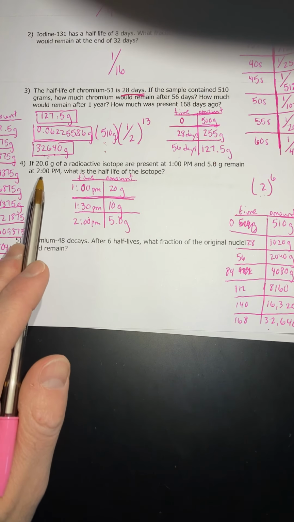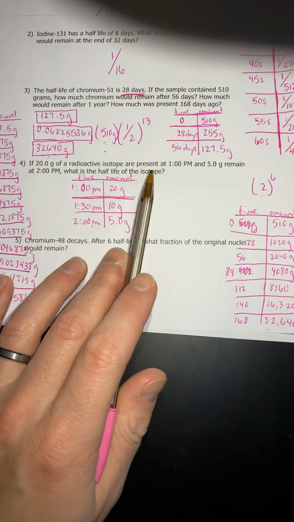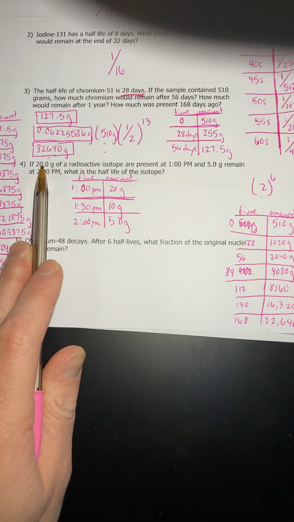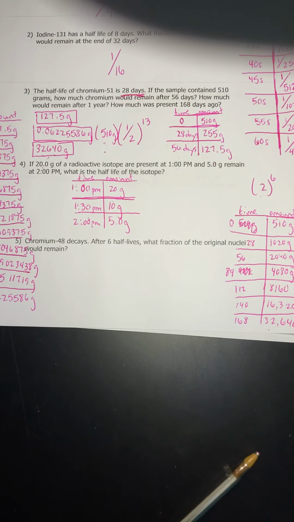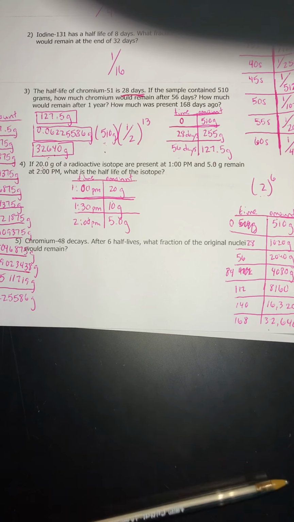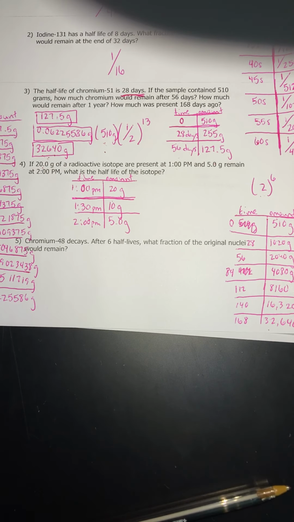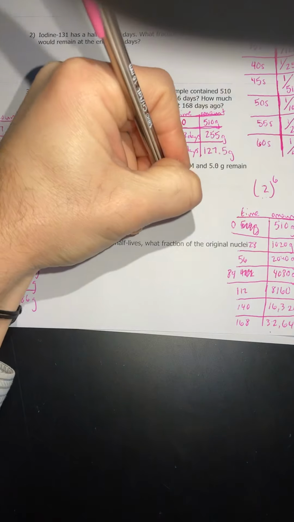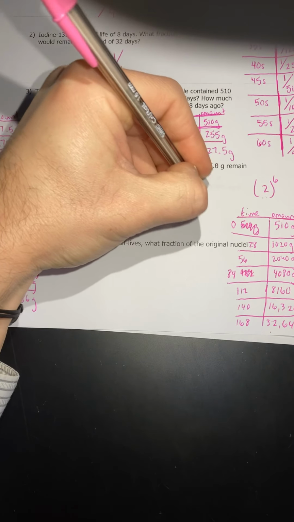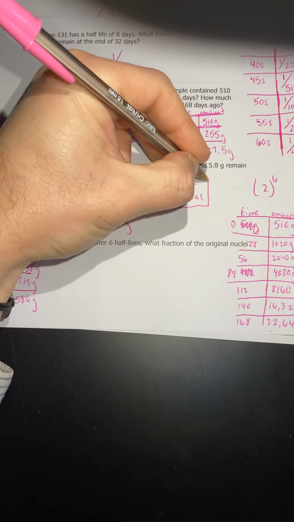Look, we know that at 1 p.m. I start with 20 grams. At 2 p.m. I have 5 grams. Well, how many times do I have to go through a half-life to get from 20 to 5? I go from 20 to 10, that's 1 half-life, and I go from 10 to 5, that's 2 half-lives. So 2 half-lives in a span of an hour, that means each half-life was 30 minutes. So that means that the half-life is 30 minutes long. That's my answer.